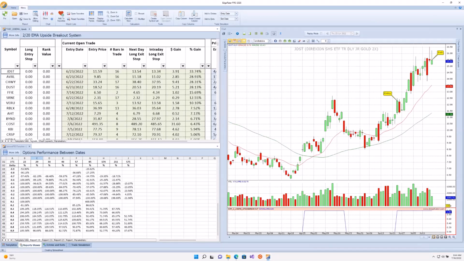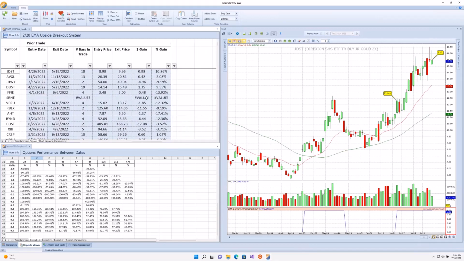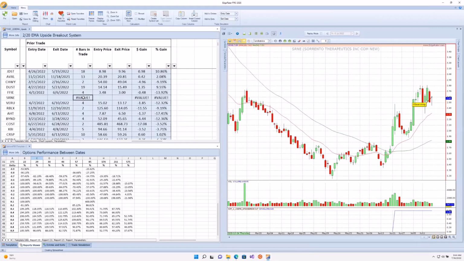Okay. I can't see a question here. There's a value in the number of bars in trade on the prior trade portion. Prior trade. Okay, so you're looking over at prior trade. Okay, so I've got a value here in SRNE as well. Yep. That probably means there was no prior trade in SRNE. Let's click on SRNE.